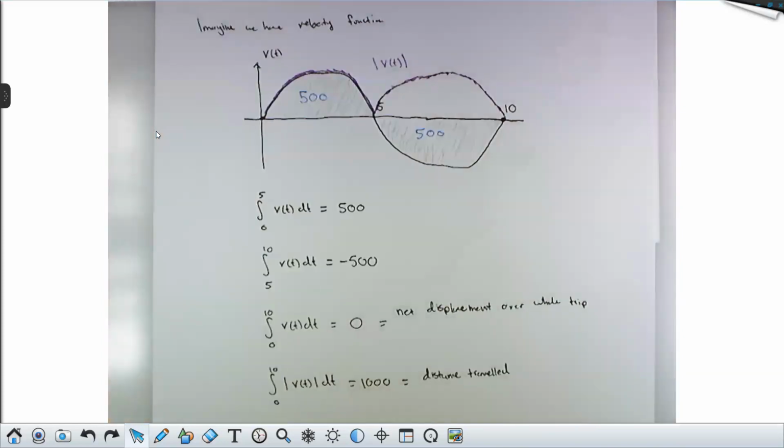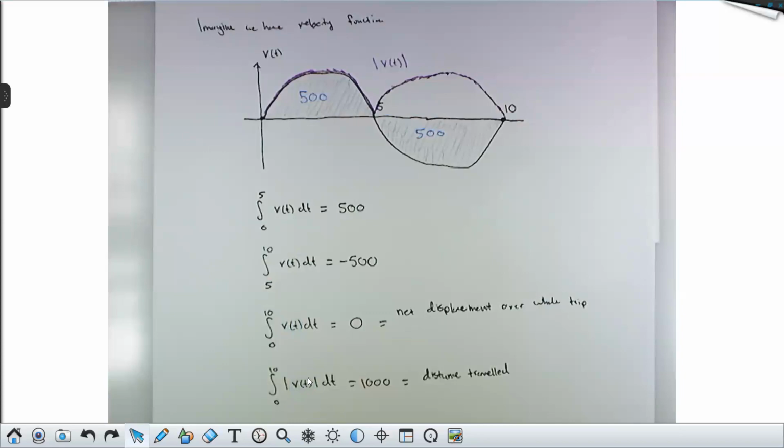So to get the distance traveled, you need to integrate the absolute value. If your velocity is always positive, then it's not something you need to worry about. But if your velocity is sometimes positive and sometimes negative, then there is a big difference between the two. Displacement and distance traveled, integral of the regular velocity function versus integral of the absolute value of the velocity function.